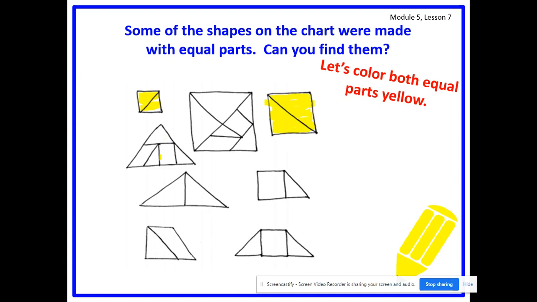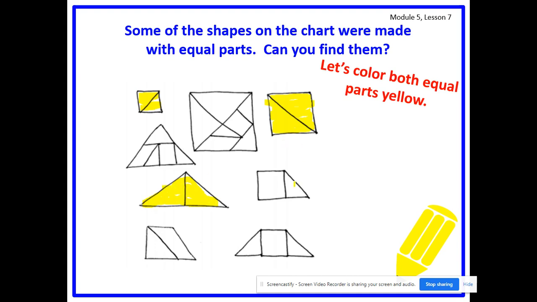Next, we have this big triangle. So is it made up of equal parts? No, right? Next, we have this other triangle. Is it made of equal parts? Yes. How many equal parts is it made of? 2. So let's color it in yellow because it's made up of 2 smaller triangles and they're the same size and shape. So let me go ahead and color it in.